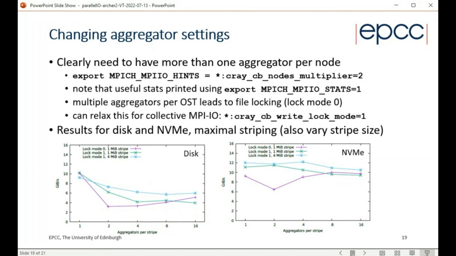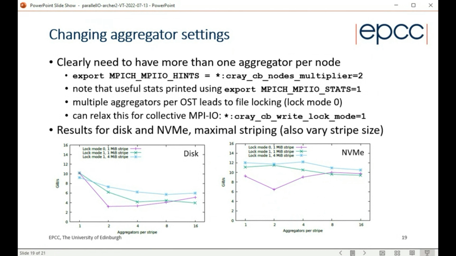Increasing the number of aggregators per stripe, which really ought to help things, didn't help. And changing the lock mode helps marginally, okay, but not hugely. I even played around with stripe sizes. Basically, you're still limited. You don't get any benefit. Again, I tried on the NVMe, the solid state. This had some benefit, the lock mode one, but it didn't increase the scalability. We're trying to increase the scalability here, and it didn't help. So I'm kind of stumped here.